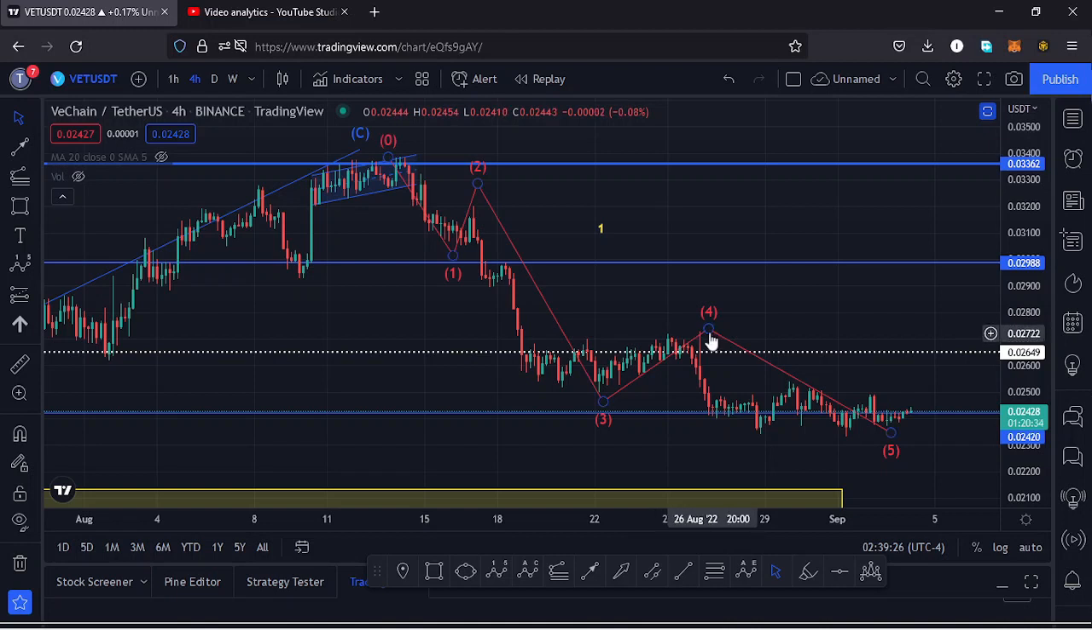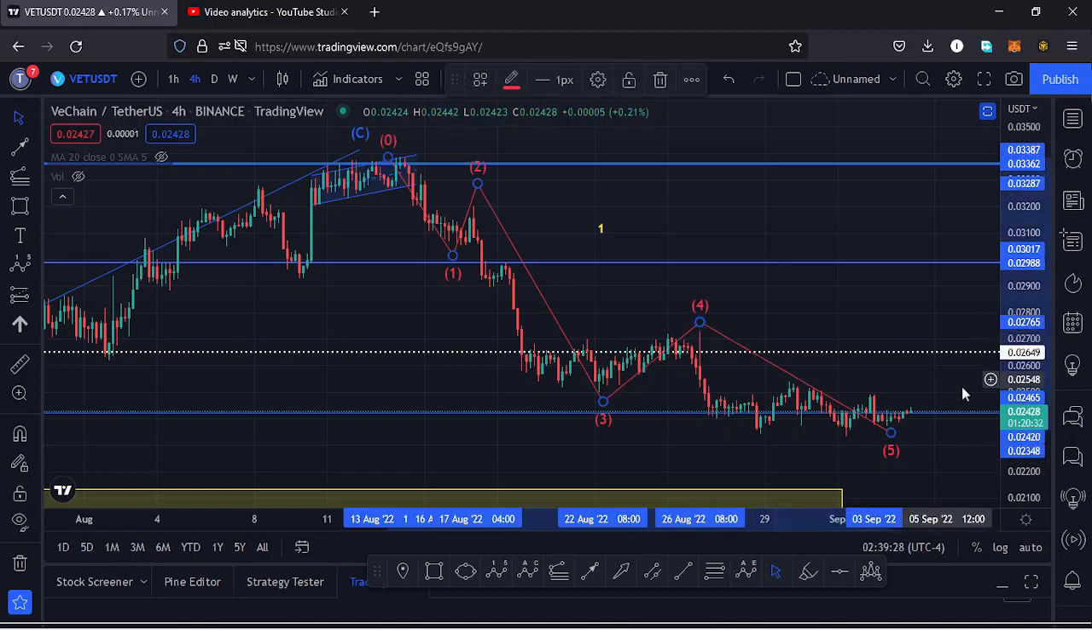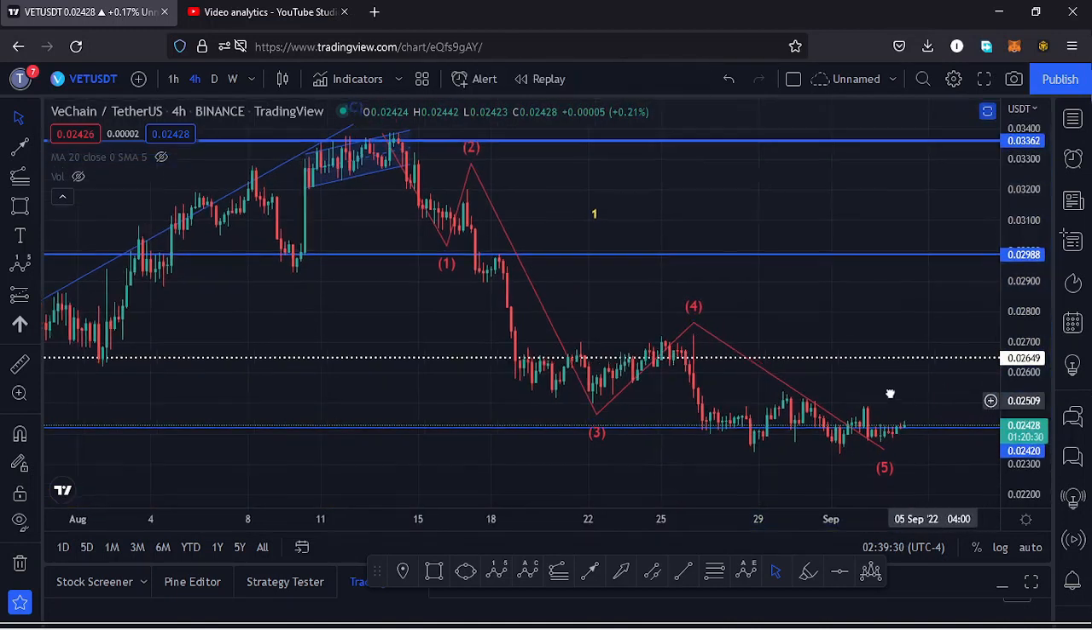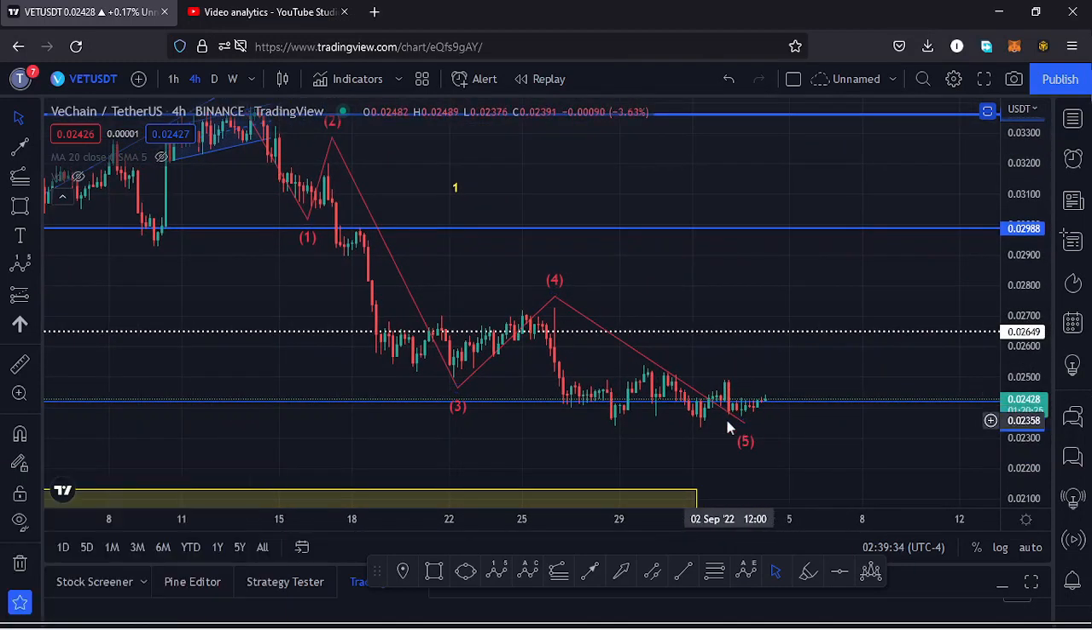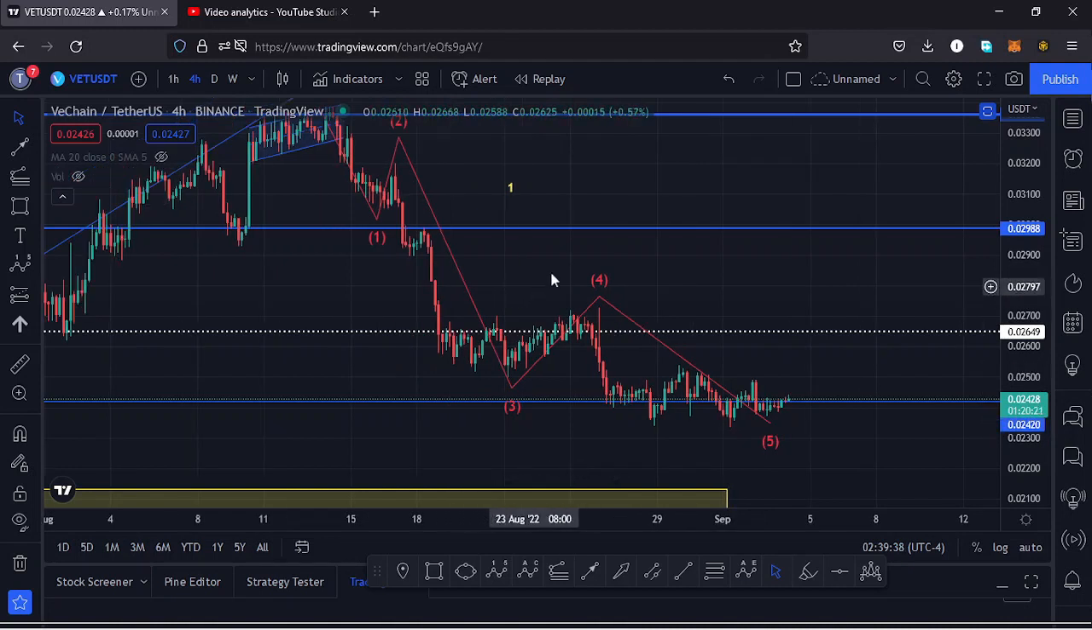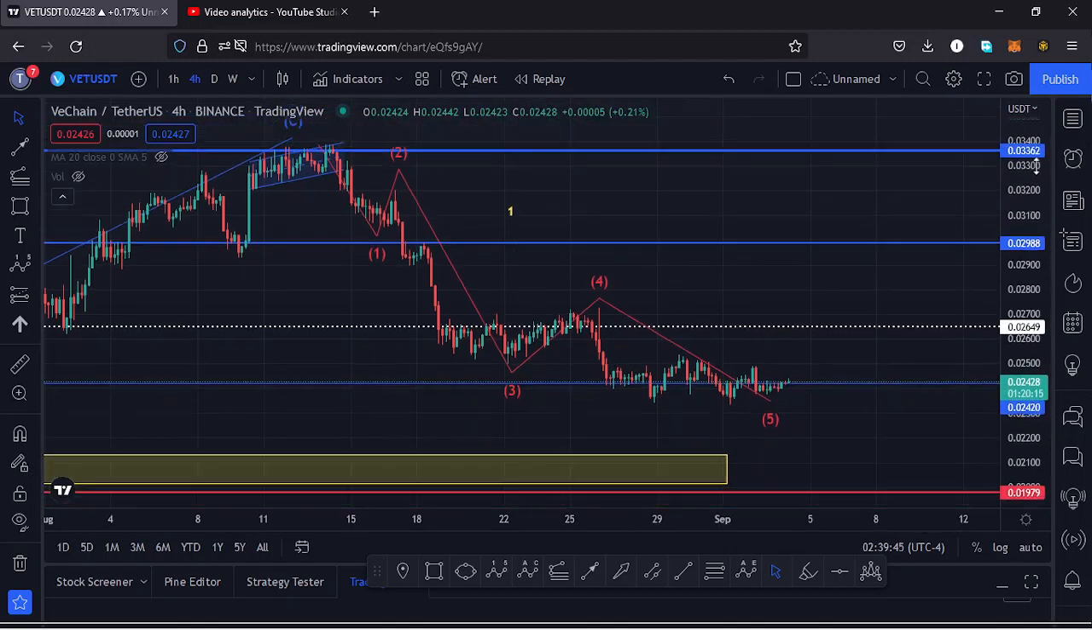Then after completing the formation of a wave 4, we saw a very nice retracement to the lower side in the formation of a wave 5, and it's very possible that the low for that wave 5 is in at around the $0.023 mark. Whatever I expect to see over here is a bit of a pump to the upside in the formation of a higher Elliott wave count 2.